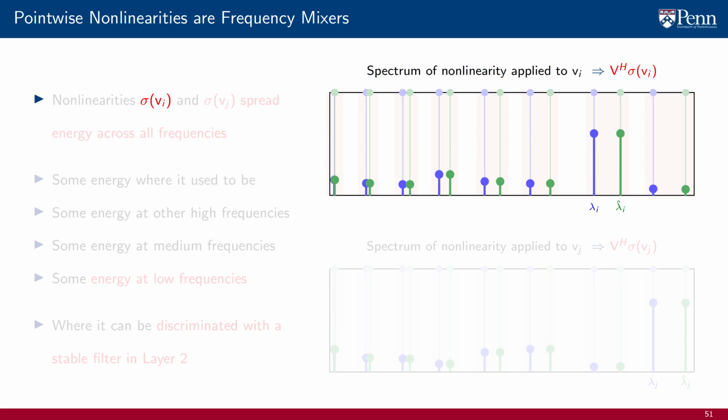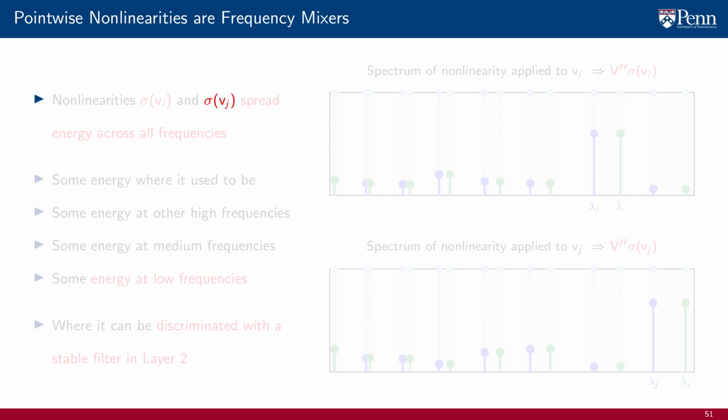The very important point here is that since the filter in layer 1 is stable to dilations, the output of layer 1 is more or less the same, whether we run the filter on the graph S or we run the filter on the dilated graph S hat.